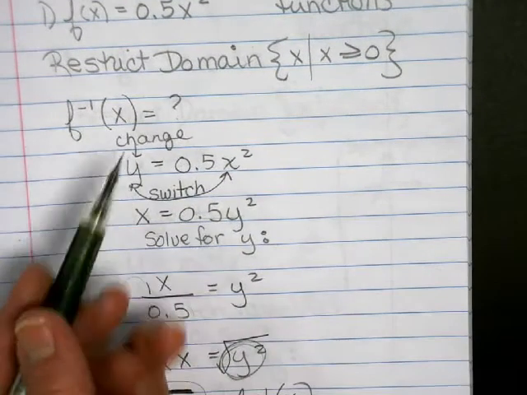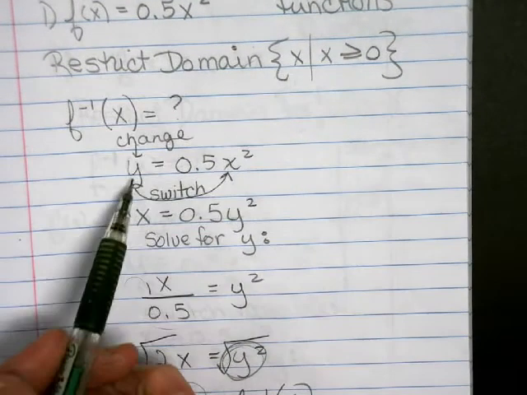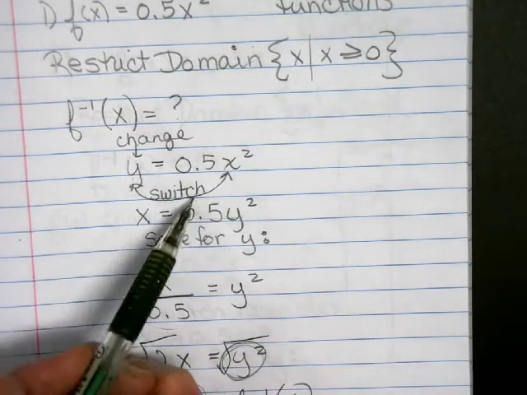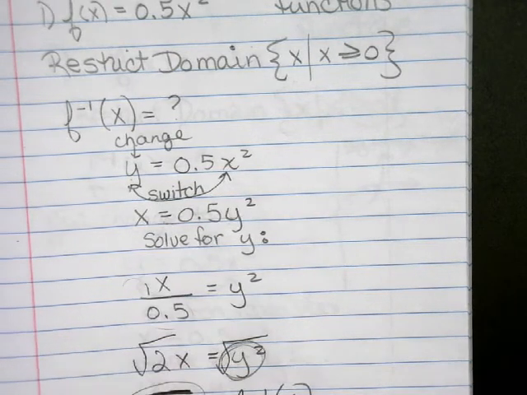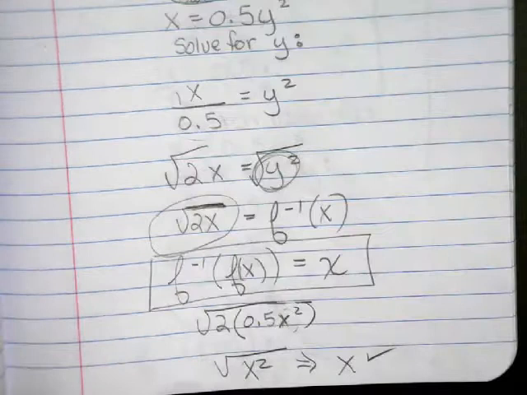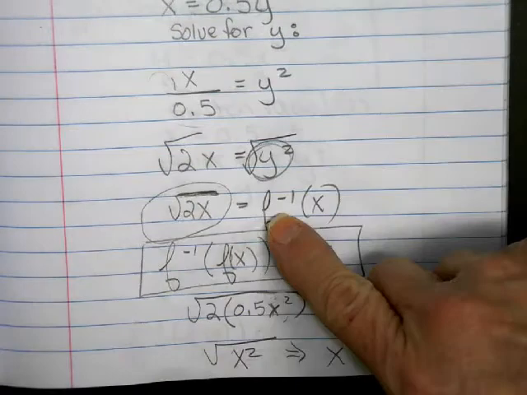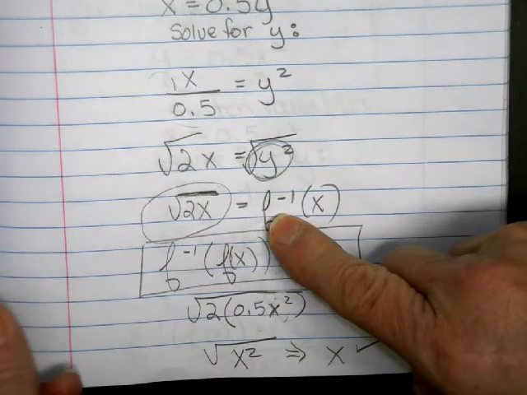We changed the f of x symbol to a y. We switch the variables. That's when the inverse happens. And then we have to solve for y so we can use inverse notation.